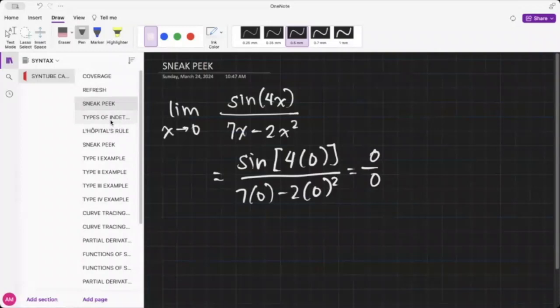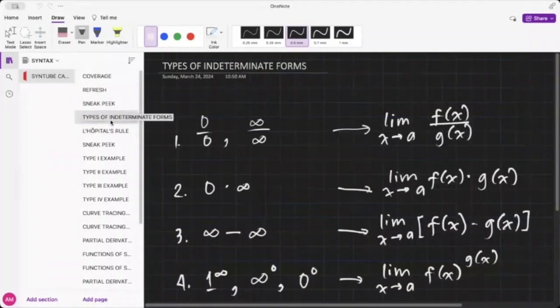Actually, hindi lang 0 over 0 yung indeterminate form. We have 4 types. Type 1 consists of 0 over 0 and infinity over infinity. So, sila yung functions na may express into this form. Limit of f of x over g of x as x approaches a. Type 2 naman is 0 times infinity. So, ganito sila. Limit of f of x times g of x as x approaches a.